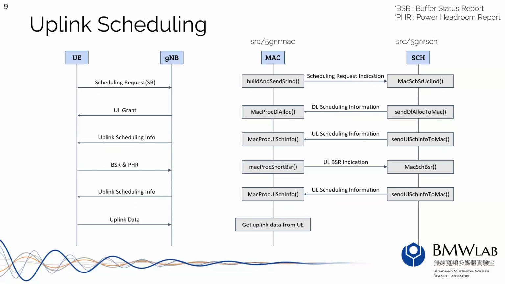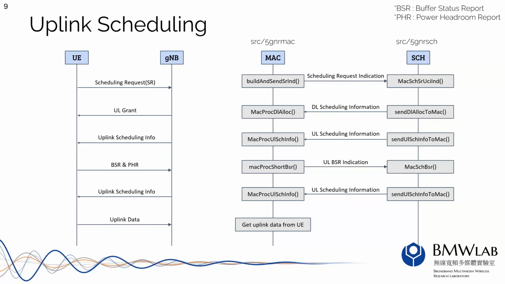Now the gNB knows the amount of data, so it can allocate the resource and send the uplink scheduling information to this UE. Then the UE can transmit the data according to this information because the gNB has allocated the resource to this UE, and the UE will send the uplink data to the core network or end-to-end.